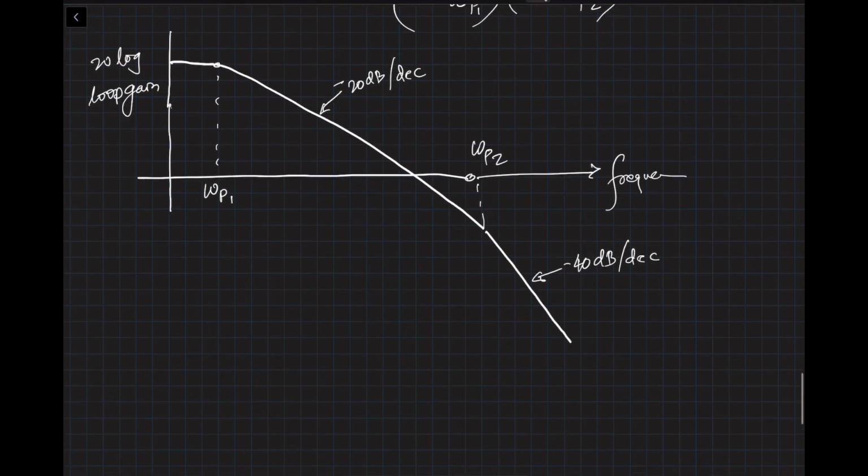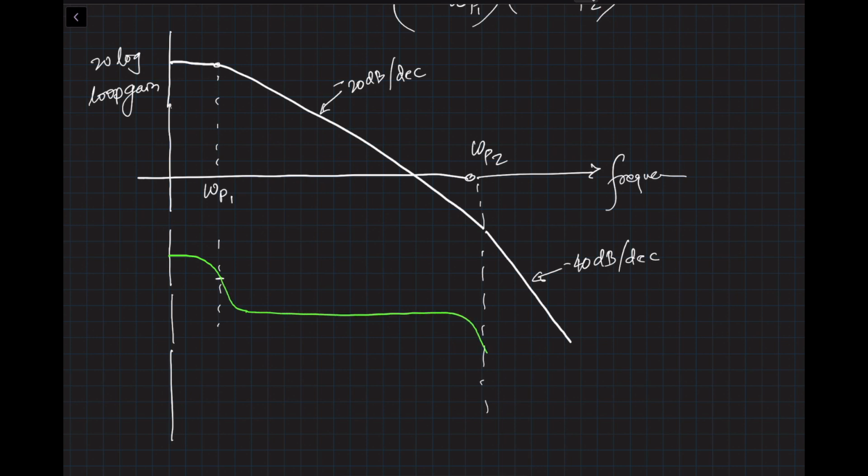Now, if we plot the phase for our loop, then it's going to look like this. So the first pole is right here, and the second pole is right here. For the first pole, we are going to go, let me use a different color. So this is 0, this would be minus 90, and this would be minus 180 degrees.